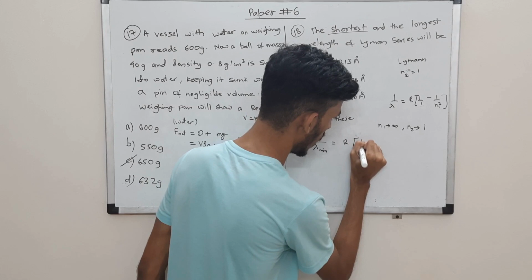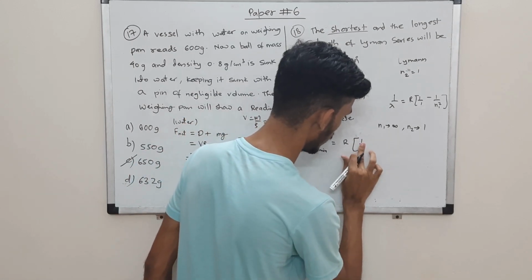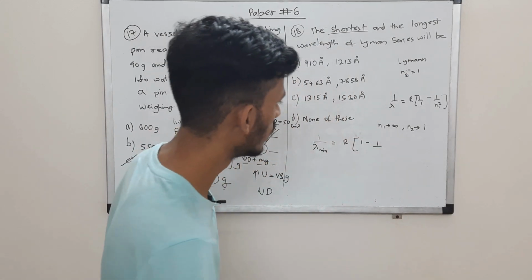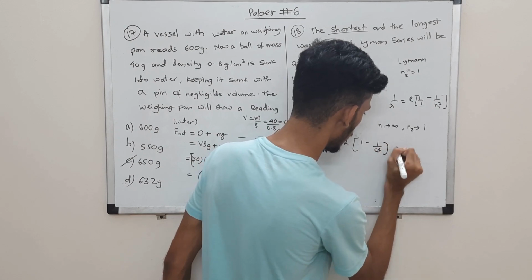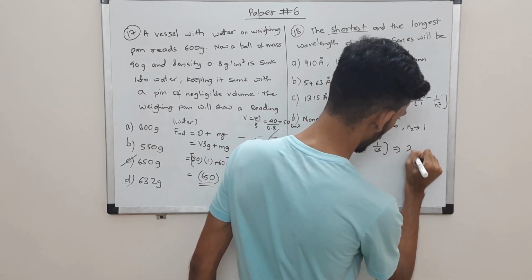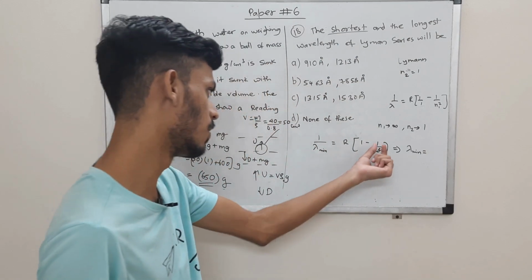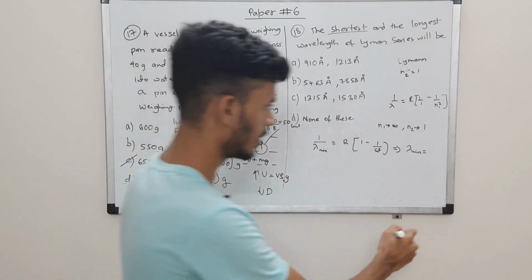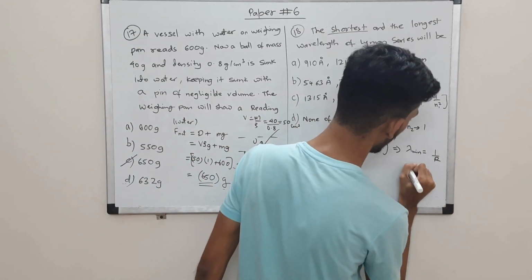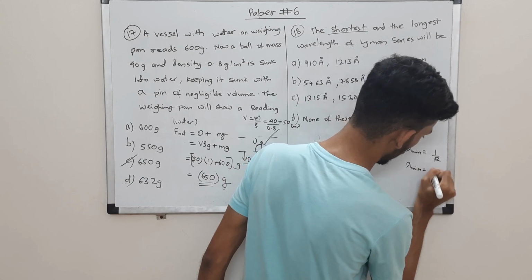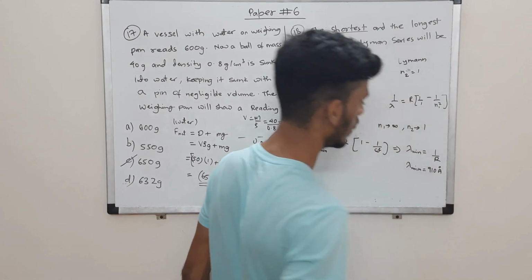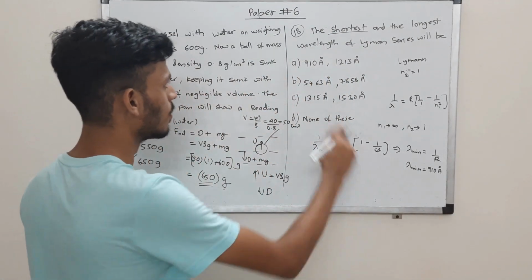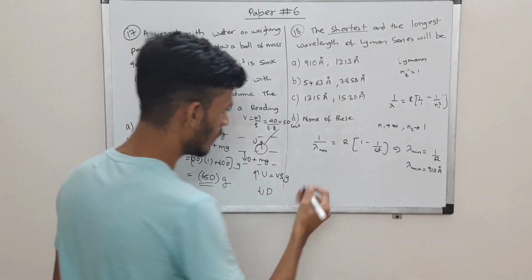It will be R into 1 minus 1 upon infinity square. Now this will of course be 0, so you just get 1 upon lambda minimum is R. So lambda minimum is basically the reciprocal of that, 1 by R, and 1 by R is basically 910 angstroms or 912 I guess. Something like that, 910 angstroms. So shortest wavelength is this, and longest we will find as follows.